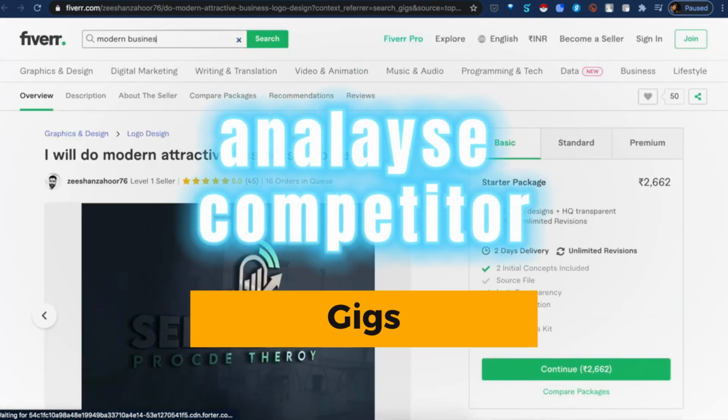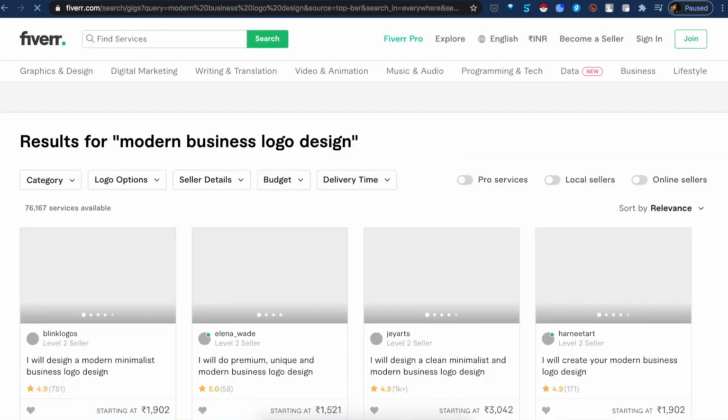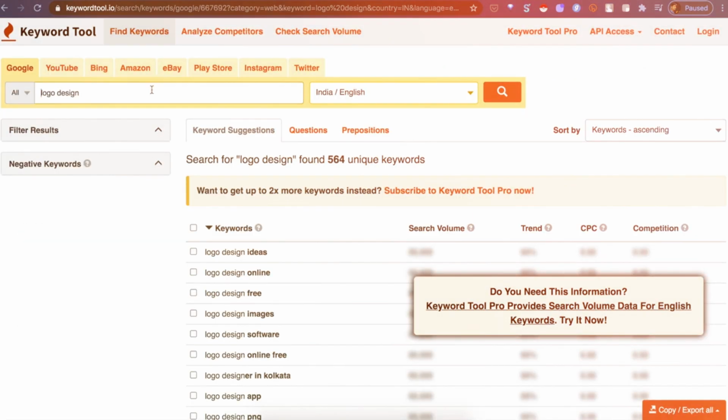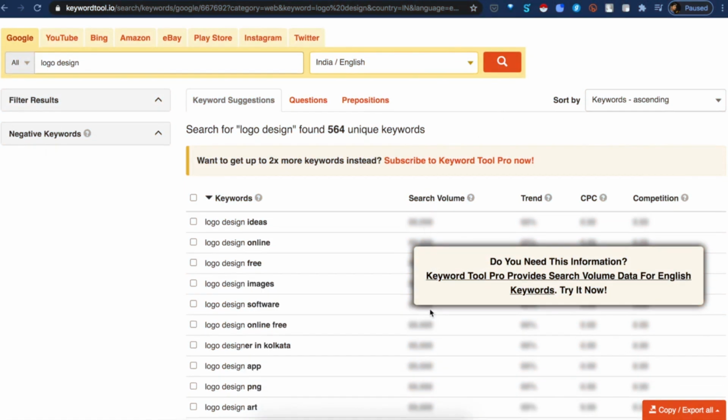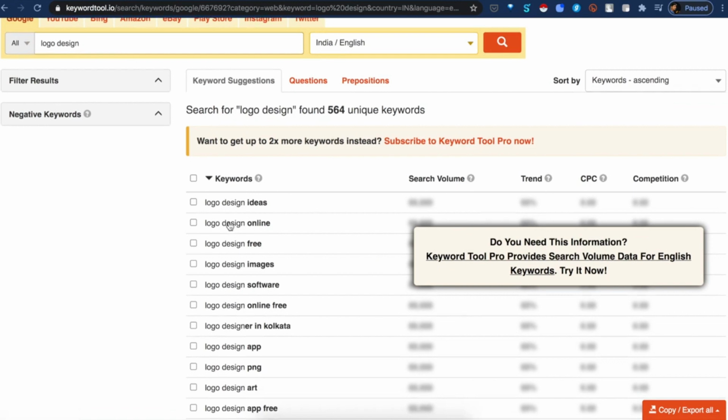Analyze competitor gigs. Look at similar services on Fiverr. Analyze the keywords they are using in their gig titles, descriptions, and tags. This can provide insights into what keywords your competitors are targeting. Use synonyms and variations. Incorporate synonyms, variations, and related terms of your main keyword. This can help you capture a wide range of search queries.